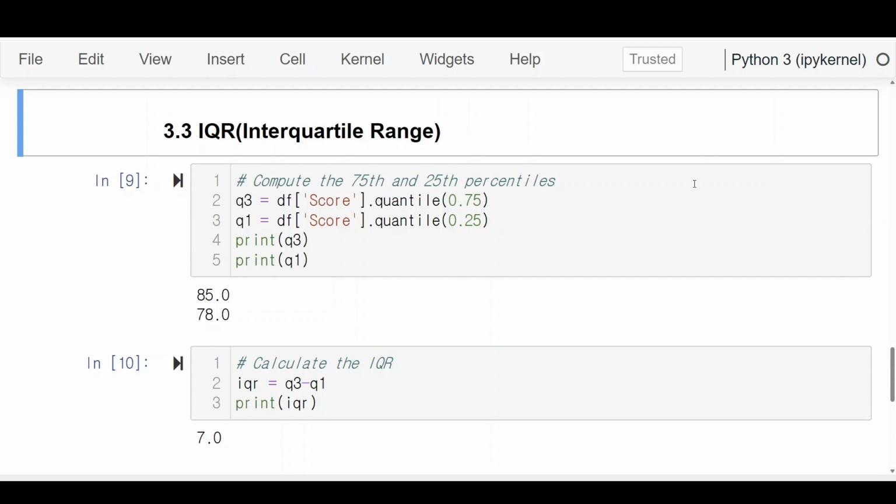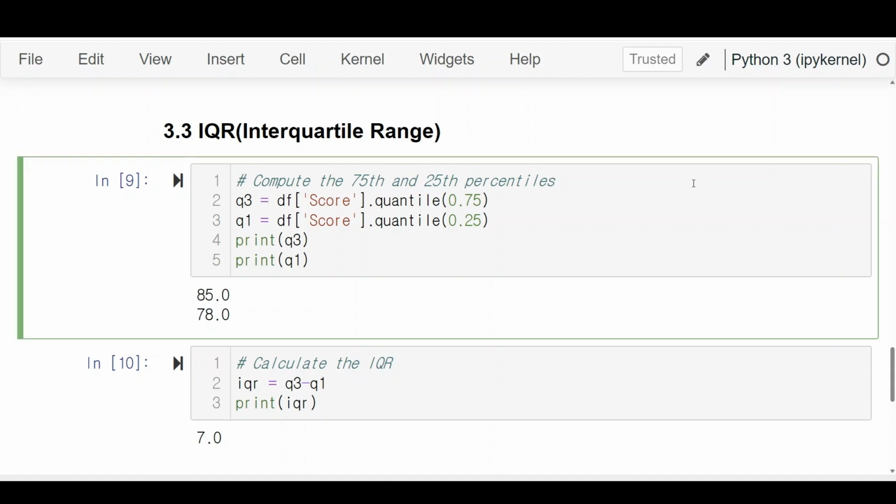First, we find the 75th percentile, also called Q3, using .quantile 0.75. This value marks the score below which 75% of the students fall. Then we find the 25th percentile, or Q1, with .quantile 0.25. When we print these, Q3 is 85.0 and Q1 is 78.0. That means 25% of scores are below 78, and 75% are below 85.